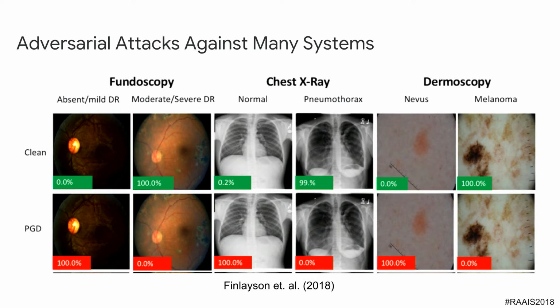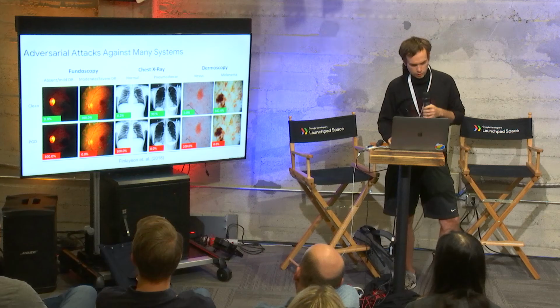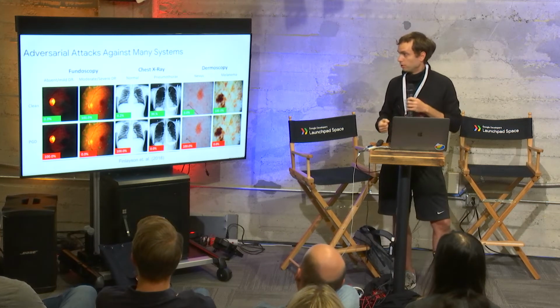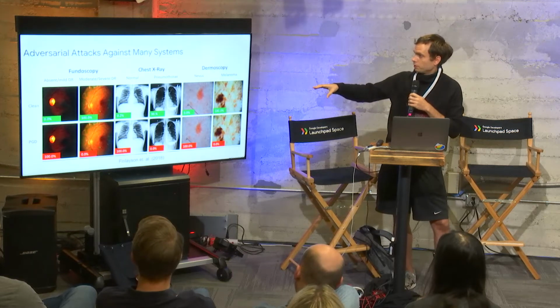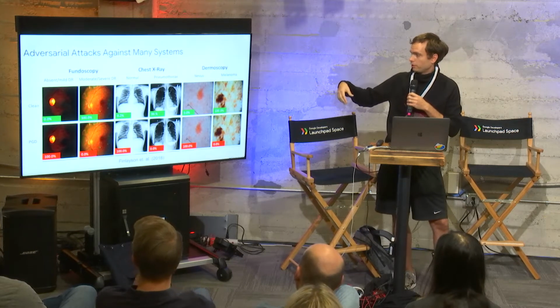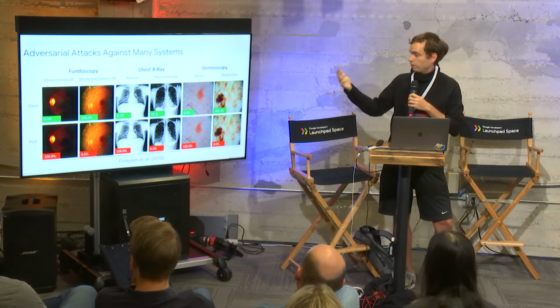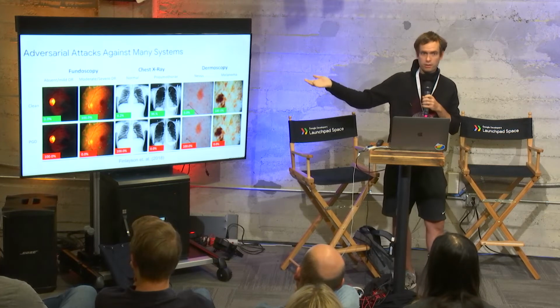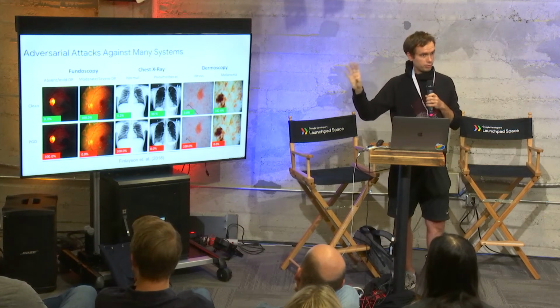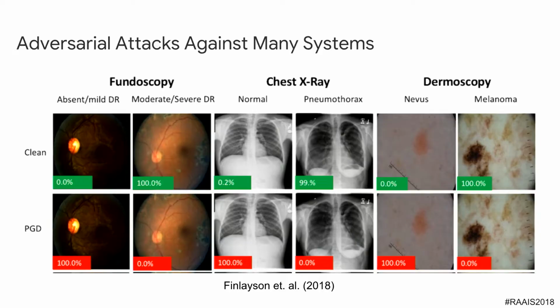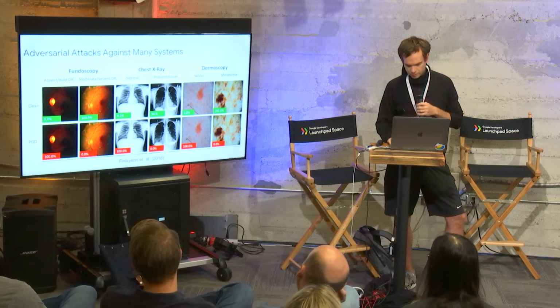Since their discovery, adversarial attacks have been demonstrated against many systems. Recent work showed that you could fool medical imaging with imperceptible adversarial examples. On the left are retina scans; this is a model trained to recognize, I think, diabetic retinopathy. This work showed that you could take a healthy eye and add very carefully crafted imperceptible noise so that the model says it's sick, and you could take a sick eye and turn it into a healthy eye. This has also been shown for X-ray and other data sets.